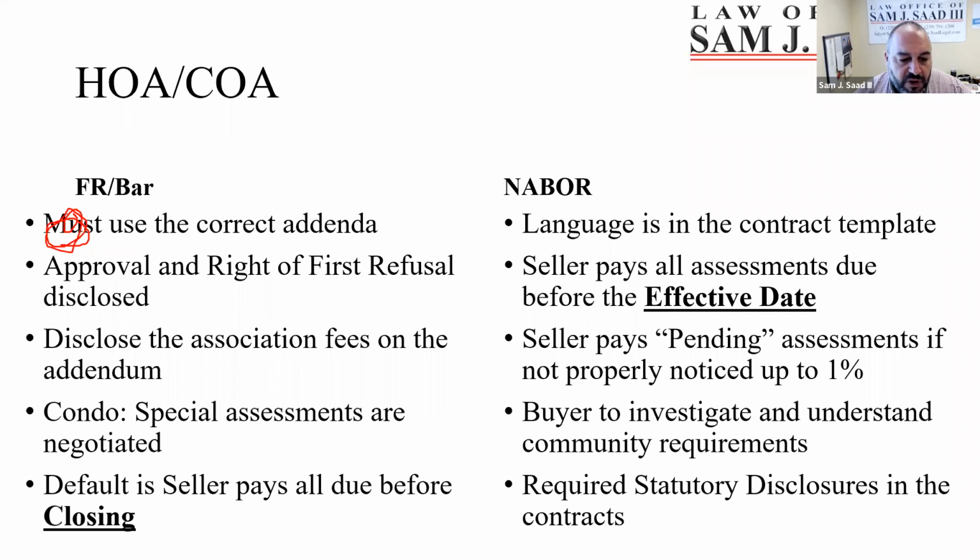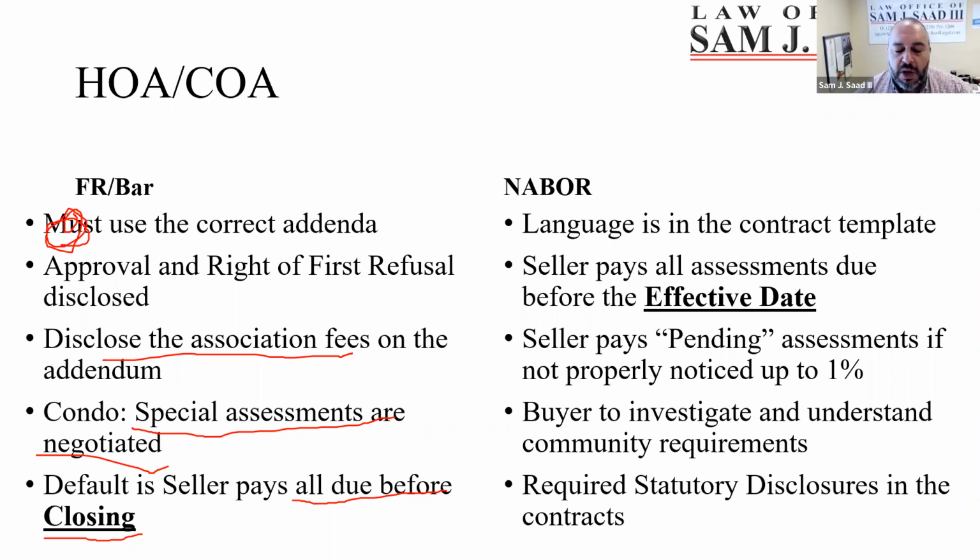That talks about the approval and the right of first refusal. They talk about the association fees. They disclose them on the addendum, and special assessments are negotiated as a part of the association addenda. And the default under the FAR-BAR contract is that the seller pays all association dues that are due before closing. Contrast that with the NABOR contract, where the language is in the contract template.